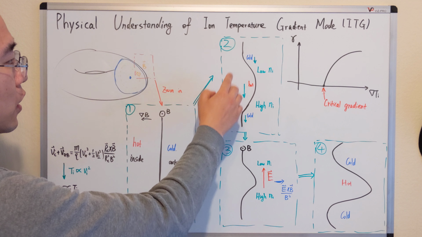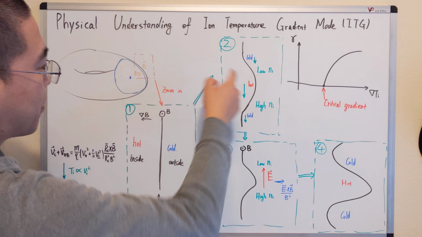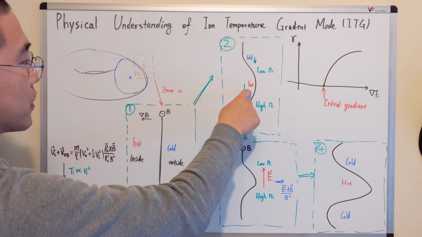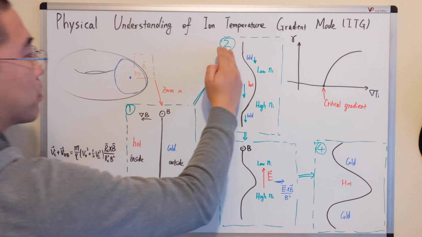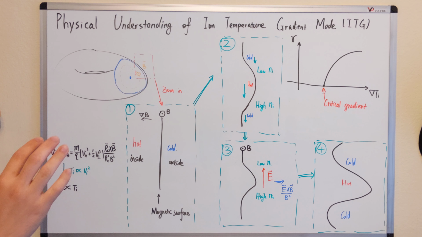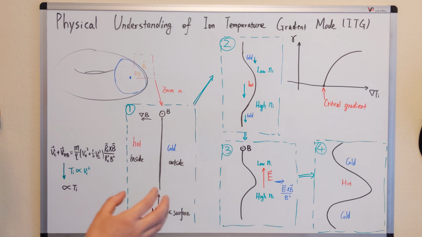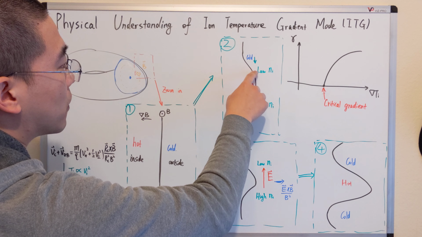And this is number one. Number two, we initially give it a perturbation, like a bump. So the magnetic surface changed. As we know, the temperature, or pressure, is aligned with a magnetic surface.